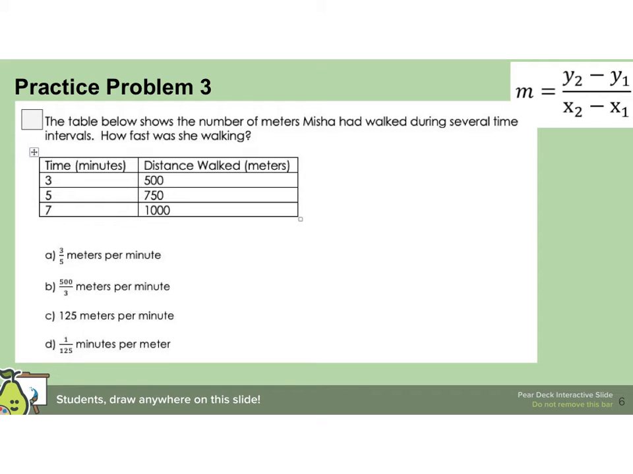Okay, so we have this table. It shows the number of meters Misha walked during several time intervals. So how fast was she walking? Speed is a rate of change, okay? So they're asking us for her rate of change.